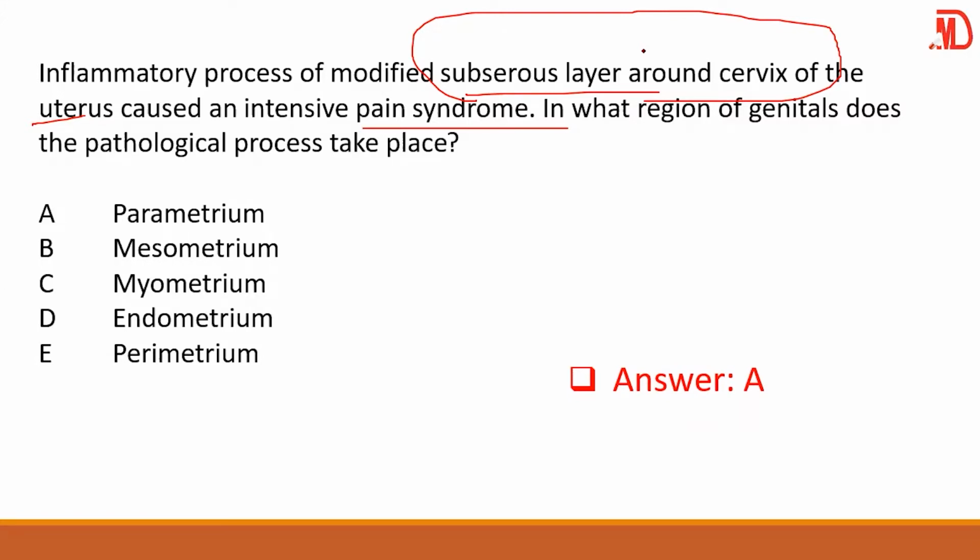And again, the key word that is helping us here is what? We're having a modified subserous layer. Subserous means an outermost layer. The outermost layer. All right. So the answer is A.